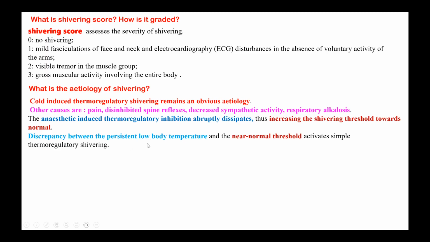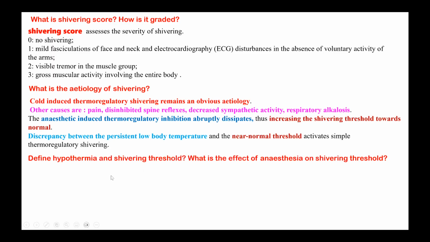And the discrepancy between the low body temperature and the near normal threshold for the shivering is one of the important reasons for the shivering. So these are the etiologies. When you call a patient hypothermic, that means the core temperature should fall to 33 to 35. Normal body temperature, we measure only the surface temperature and say 37 to 37.5 degrees centigrade is our normal body temperature. But normally your core temperature and surface temperature are the same. That is the reason why we don't shiver normally.